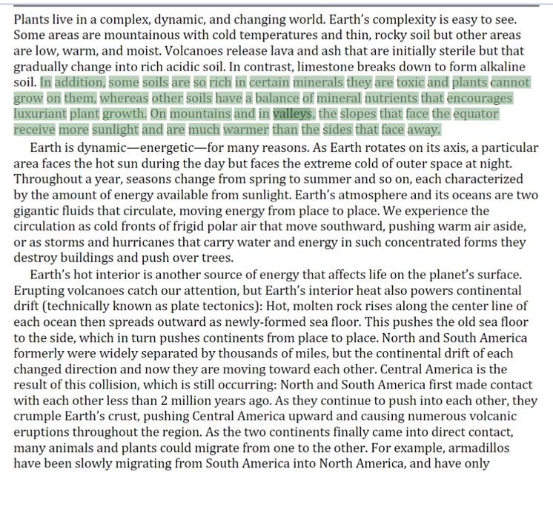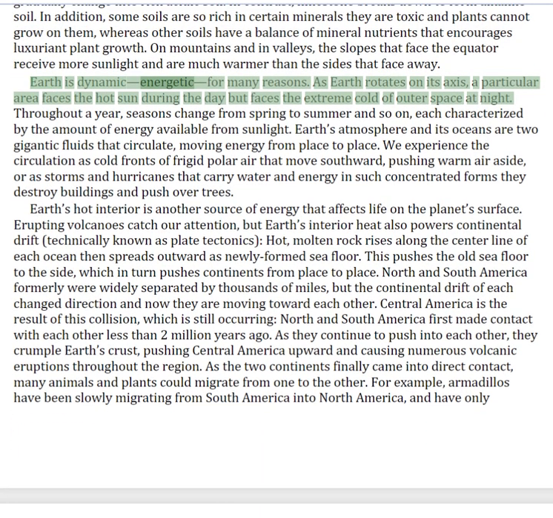On mountains and in valleys, the slopes that face the equator receive more sunlight and are much warmer than the sides that face away. Earth is dynamic, energetic, for many reasons. As Earth rotates on its axis, a particular area faces the hot sun during the day but faces the extreme cold of outer space at night.